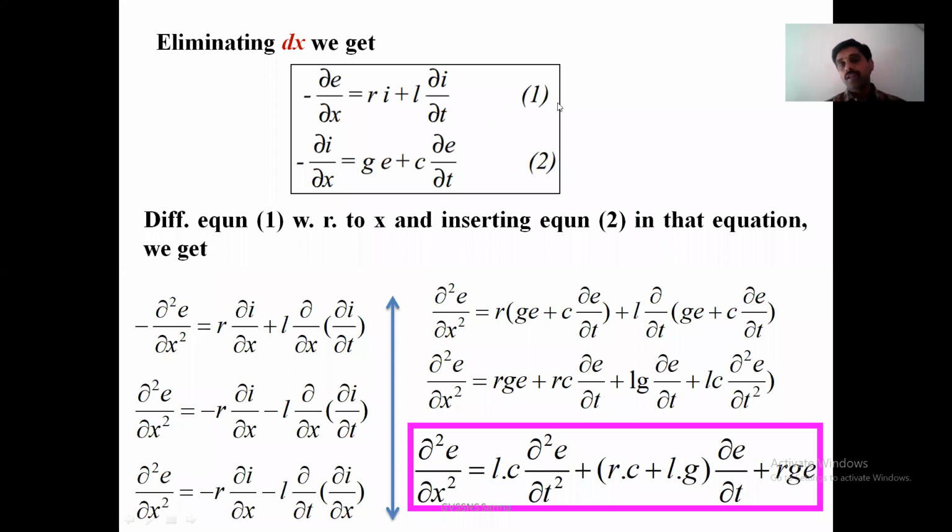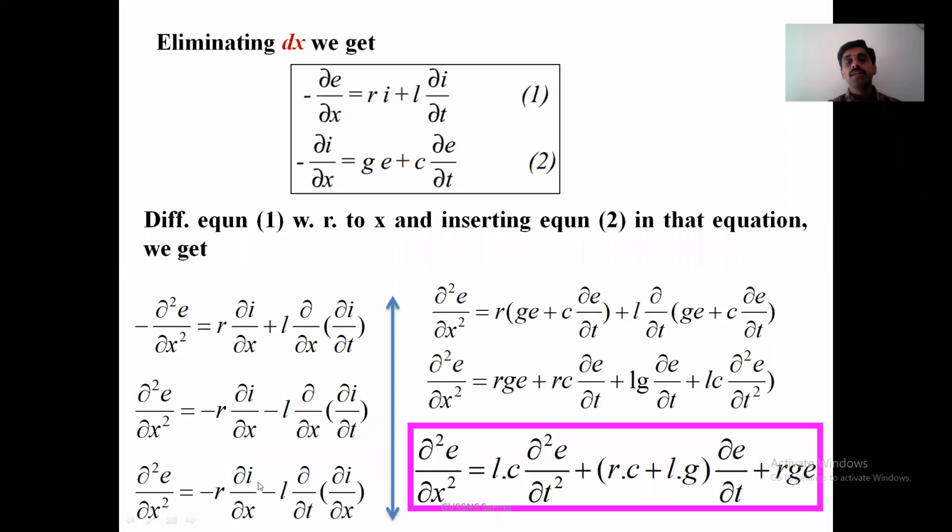Differentiating equation 1 with respect to x and inserting equation 2, we get minus dou square E by dou x square is equal to R into dou I by dou x plus L into dou by dou x of dou I by dou t. Therefore, dou square E by dou x square equals minus R dou I by dou x minus L. You simplify the equation, so it becomes minus L into dou by dou x of dou I by dou t. This is the expression for dou square E by dou x square.